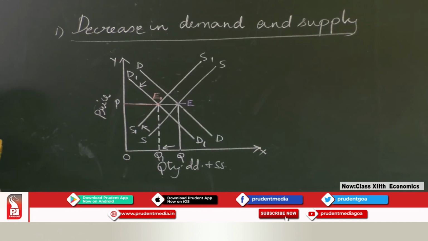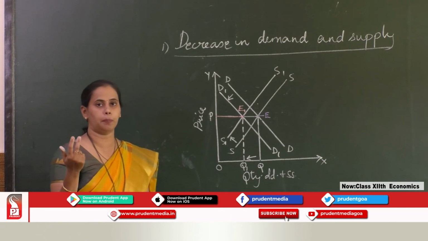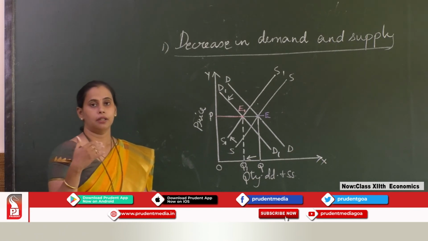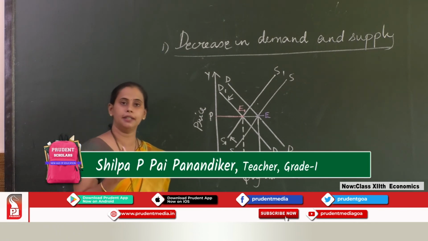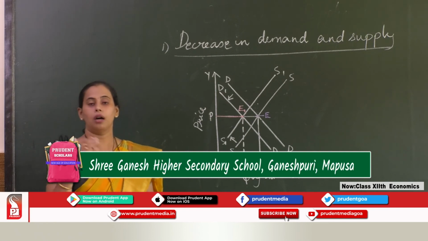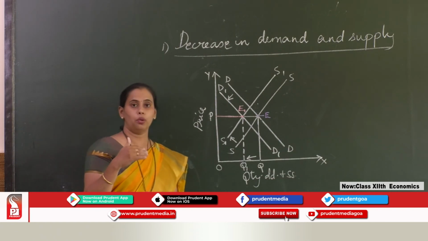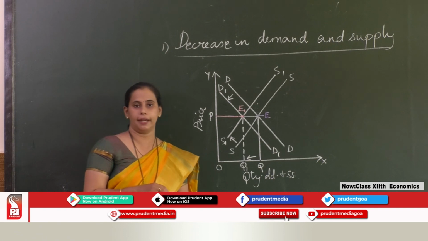So, we have seen 6 changes that have taken place, that is changes in the demand when there is an increase in demand, decrease in demand, changes in supply when there is an increase in supply, decrease in supply, and the last 2 changes which we have seen is where both demand and supply have changed proportionately, that is either there has been an increase in the demand as well as supply, or there has been a decrease in the demand and supply. With this we come to the end of this chapter on producers equilibrium, market structures and price determination.